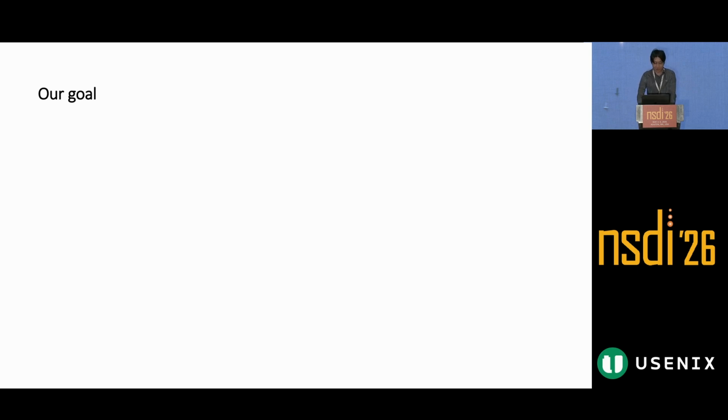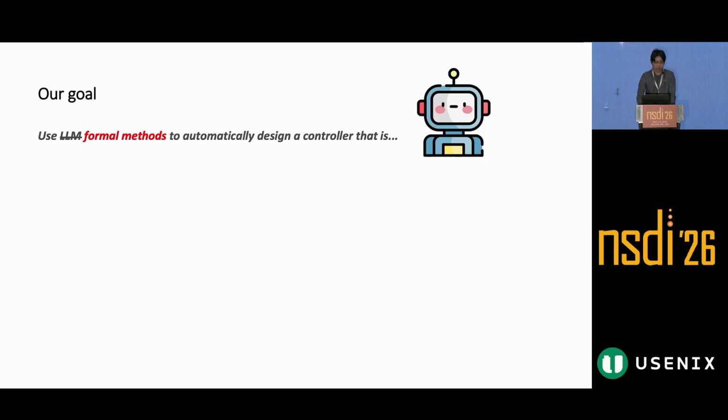So our goal is to just use formal methods with a little bit of machine learning. This is not LLMs, it may disappoint some of you, but we're going to utilize formal methods to automatically design a controller with 3 key properties.